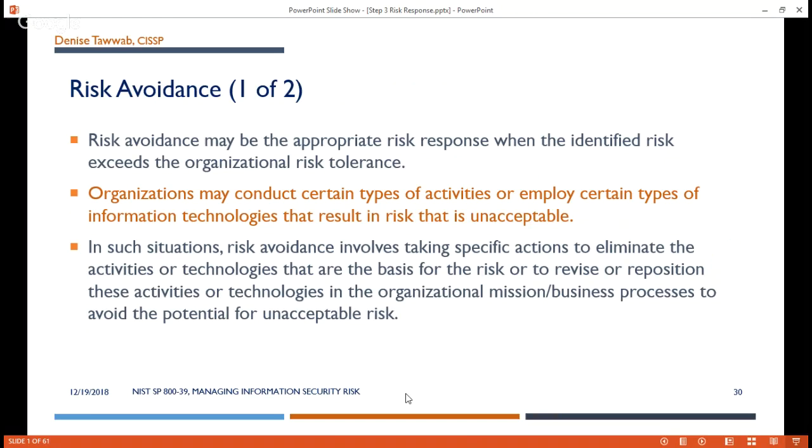In such situations, risk avoidance involves taking specific actions to eliminate the activities or the technologies that are the basis for the risk, or to revise or reposition these activities or technologies in the organization's business processes to avoid the potential for unacceptable risk. And as it relates to cloud, you have a lot of businesses that have hybrid cloud situations where they have some of their information in the cloud, but the more sensitive data is kept on premise.